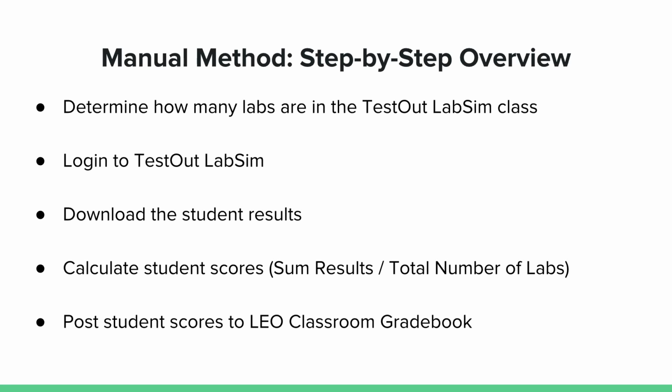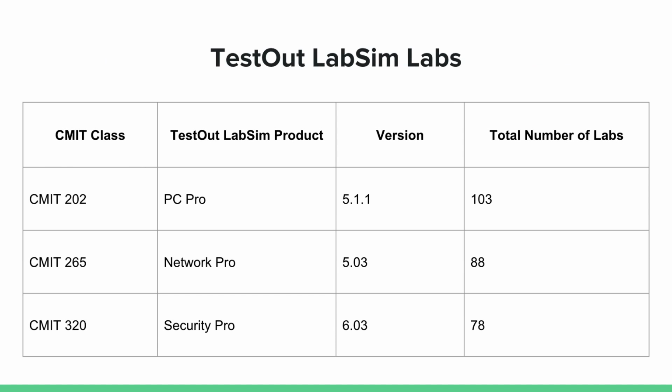So you may be wondering how many labs are associated with each class and where do I find that information? As of March 1st, 2019, the following classes are associated with each of the corresponding TestOut LabSim products. The current version product number is also included. Finally, the total number of labs associated with each product are displayed in the far right column. Again, this does not include the weekly exam questions found in each product.